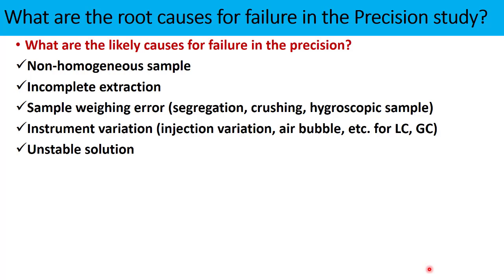So as I said, the next important point is the unstable solution. It's very obvious, isn't it? One can completely relate that in case the solution itself is not stable, I may get a reduced concentration in case of, let us say, assay, or the impurity concentration can increase over a period of time because it is getting generated from the analyte or the API. So unstable solution also can become the reason for the imprecise result.